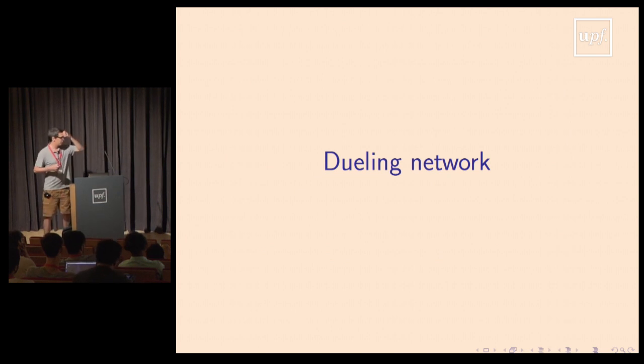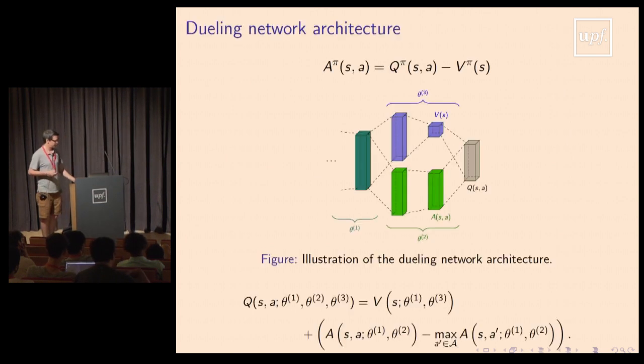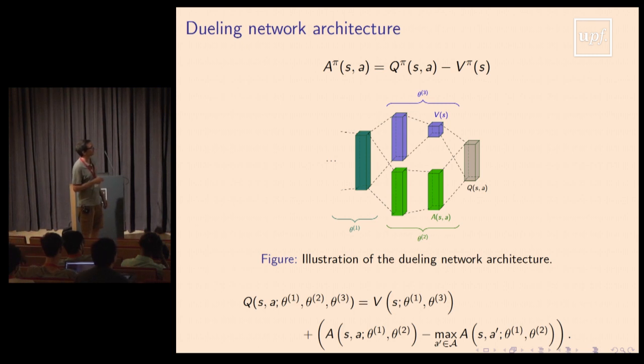Okay. So still another trick that you can be interested in is dueling networks. The idea is not to directly learn the Q values, but actually learn two different objects of interest within your Q network, which are the advantage function here and the V value function here. And the advantage function is defined as being the difference between the Q value function and the V value function, right?